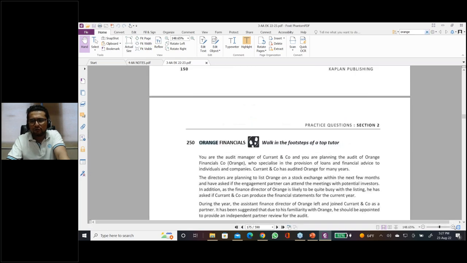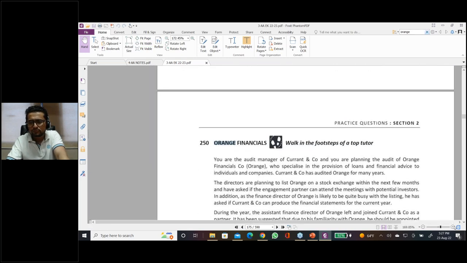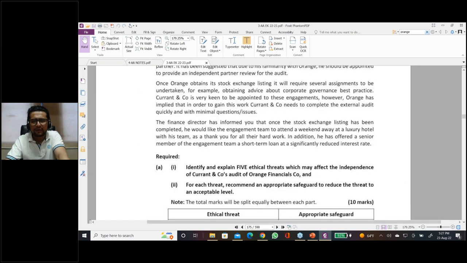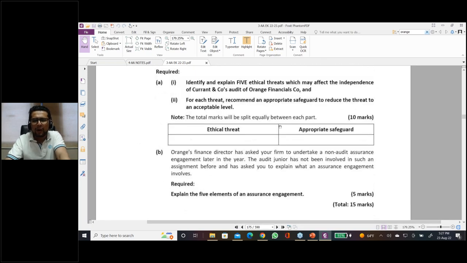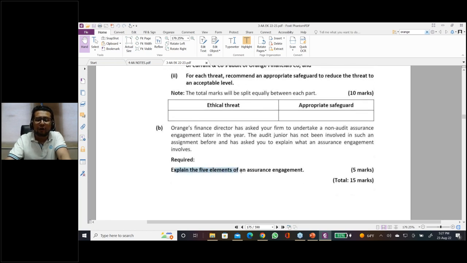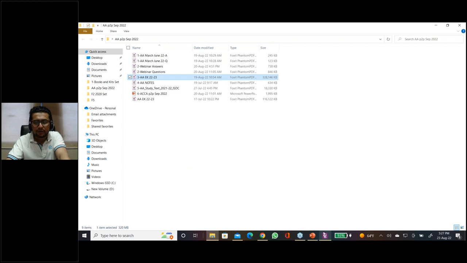So for the sake of practice, this is the question from your exam kit. There are two parts, part A and part B. Part B is a straightforward bookish knowledge question, which could be tested in your exam. Explain the five elements of an assurance engagement.